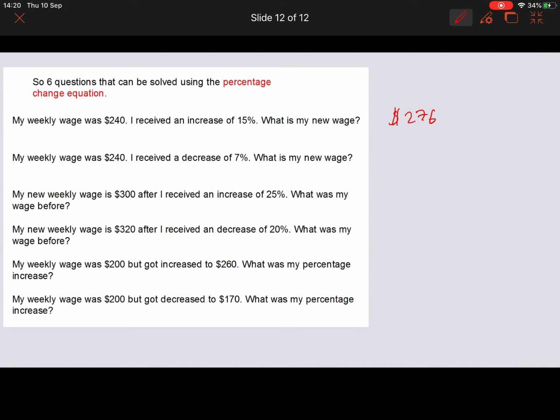So hopefully you've done it. I'm just going to give you the answers rather than do all the working out, which you will have done. So the first one, you should have got $276. The second one, you should have got 240 times 0.93 equals $223.20. Remember, with money, you should have 2 decimal places. This third one, so I'm just working them out as I go, should have been $240.